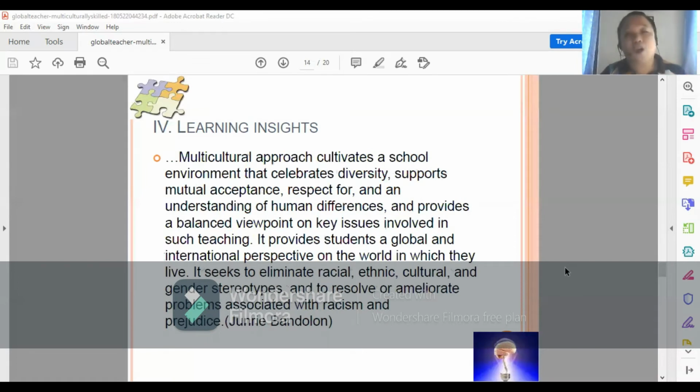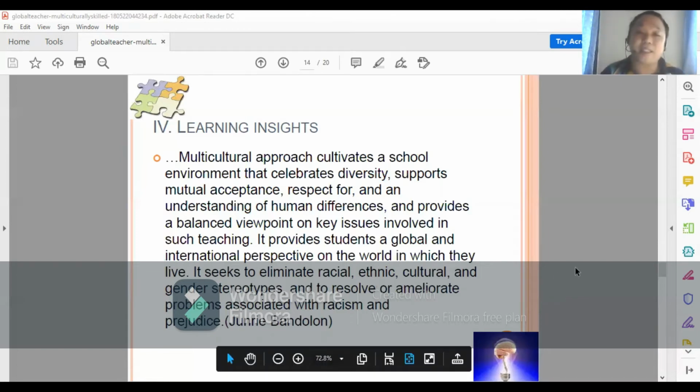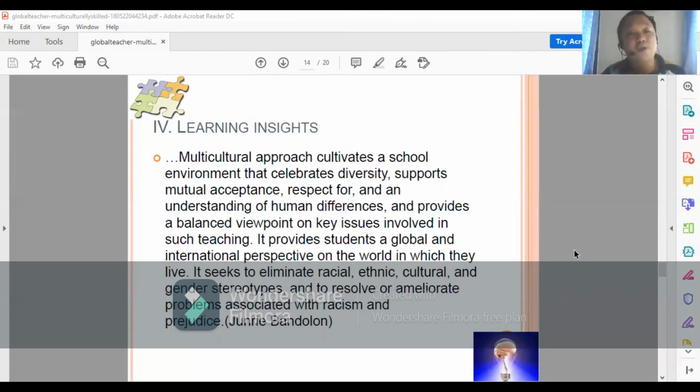So the multicultural approach cultivates a school environment that celebrates diversity, supports mutual acceptance, respect for and understanding of human differences, and also provides a balanced viewpoint on key issues involved in such teaching. It provides students a global and international perspective on the world in which they live. It seeks to eliminate racial, ethnic, cultural, and gender stereotypes and to resolve or ameliorate problems associated with racism and prejudice, according to John Ray Bandelon.